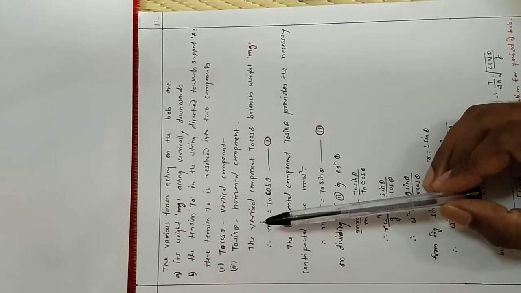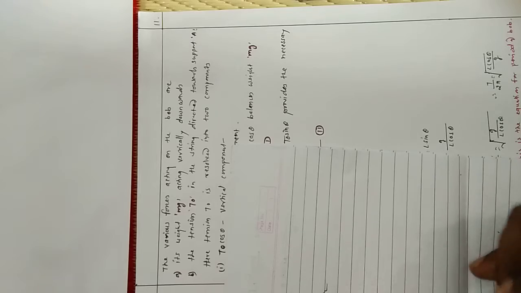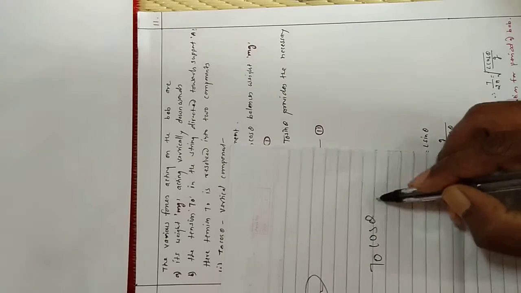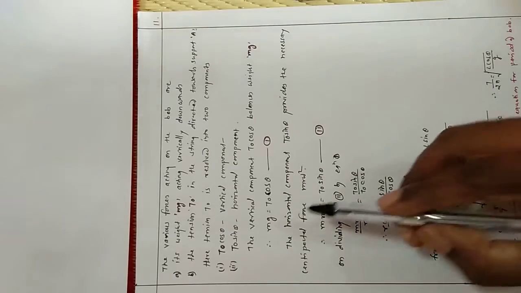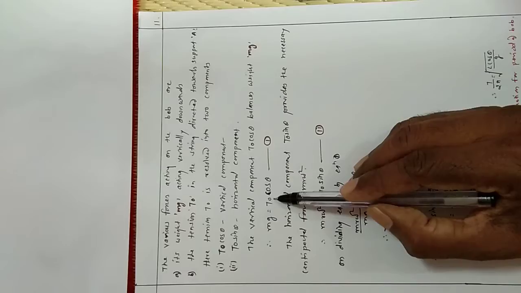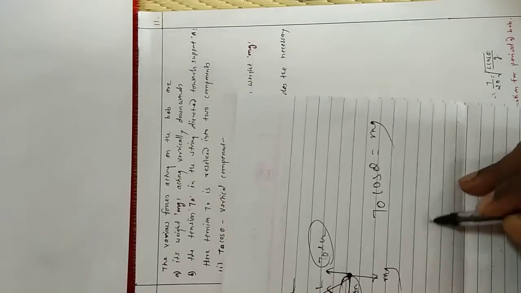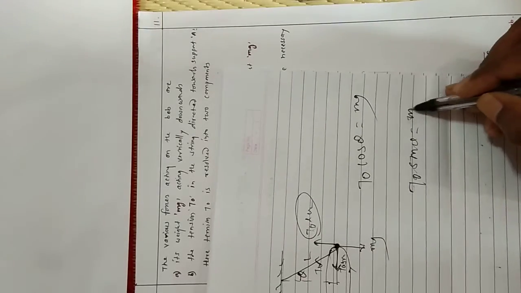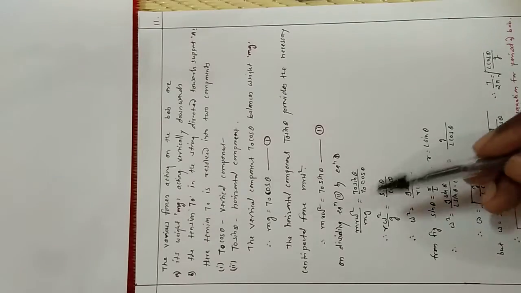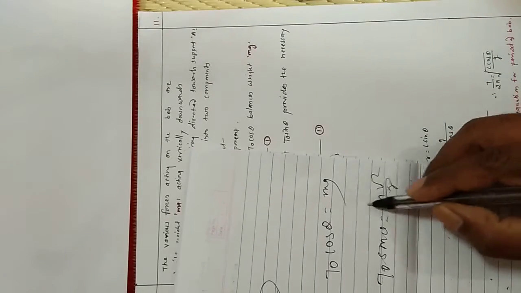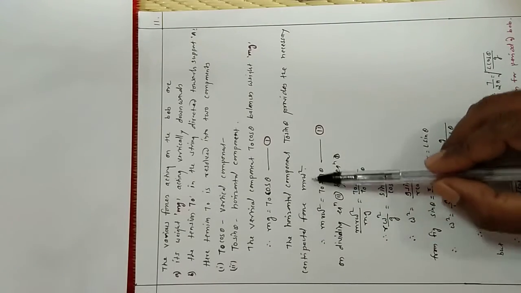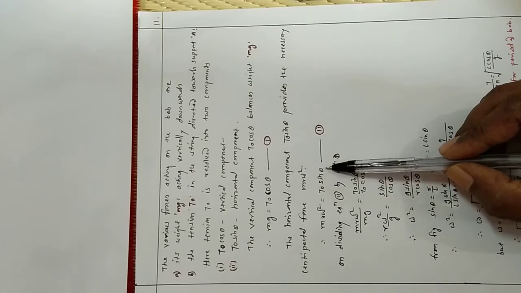Now from the figure, the vertical component T0 cos theta balances the weight mg. That means our equation becomes mg is equal to T0 cos theta. At the same time, the horizontal component, that is T0 sin theta, provides the necessary centripetal force for the circular motion. The force is given here as mr omega square. That means centripetal force mr omega square is equal to T0 sin theta.